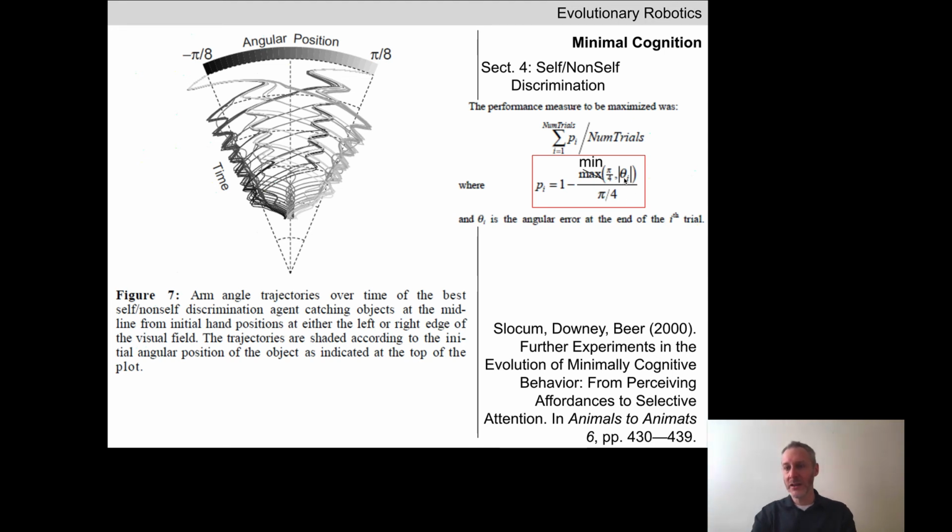You'll note that the theta sub i's here only have one subscript i, which is the ith trial. There's nothing in here about subscript t. There's nothing about time. There's nothing in the fitness function that says it should get its arm immediately to where the object is. It doesn't need to anticipate where the object is going to hit. It just needs to get its arm there beforehand.